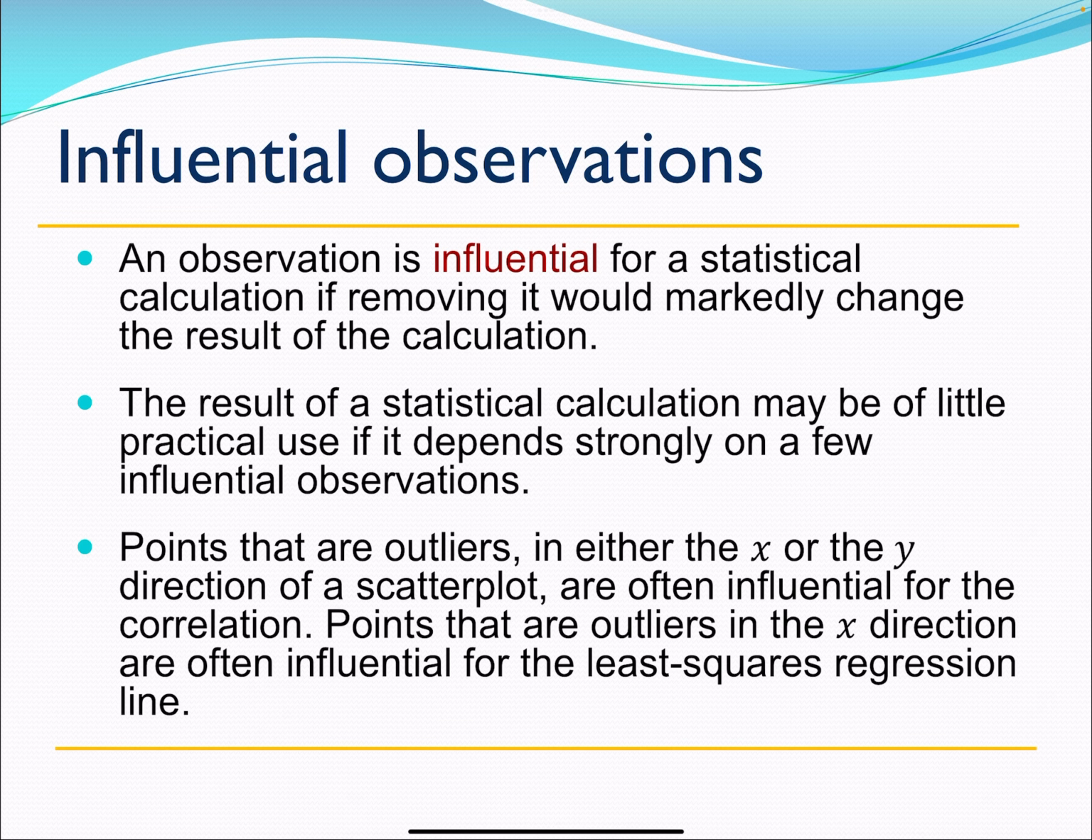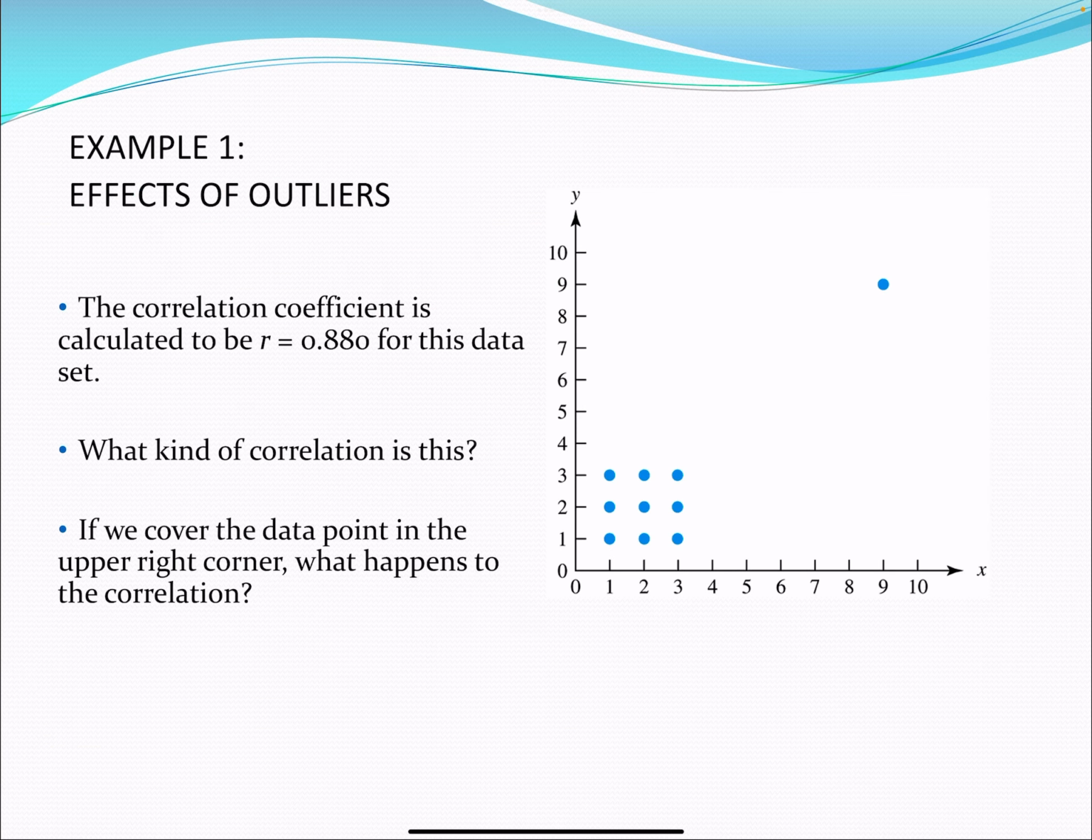Points that are outliers in the x versus y direction of our scatter plot, where x is our explanatory variable and y is our response, are often influential for our correlation. And points that are outliers in the x direction are often influential for our least squares regression line. So we need to be careful about that. Let's look at this first very simple example to talk about the effects of outliers.